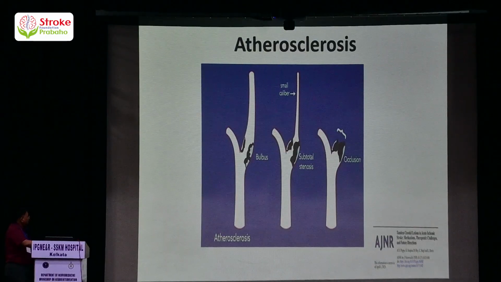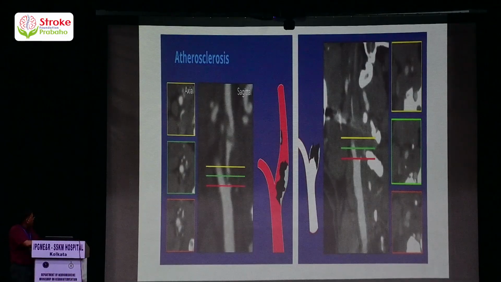Then in the atherosclerotic carotid occlusion, we may have either a simple plaque here or mild stenosis. Then we may have subtotal stenosis, or sometimes we have complete occlusion. So we have to open all these three arteries in case of proximal occlusion. So atherosclerotic lesions look like this. There will be a very irregular surface here, or maybe complete occlusion, and with some calcification.